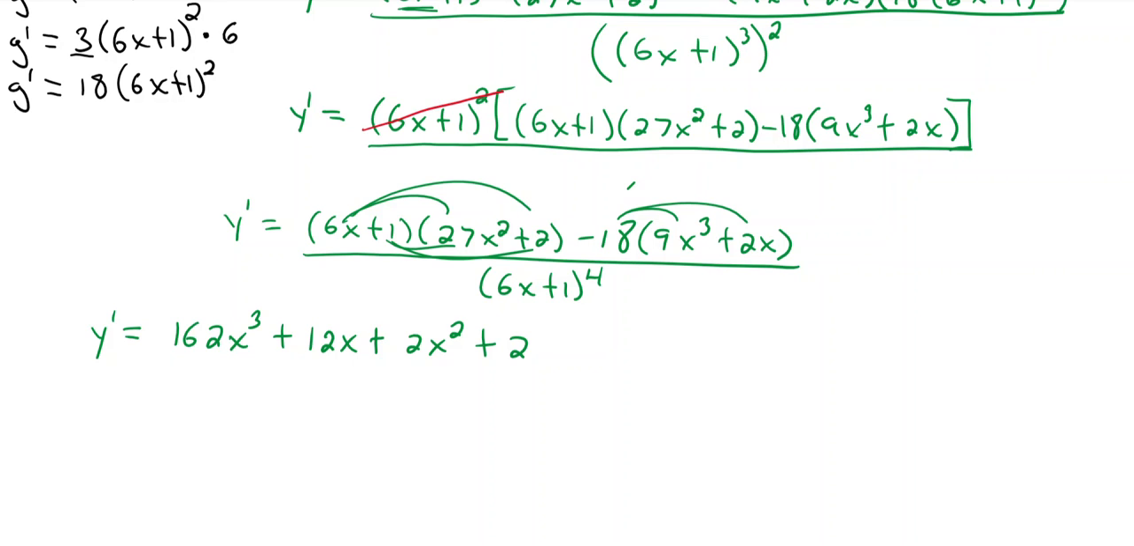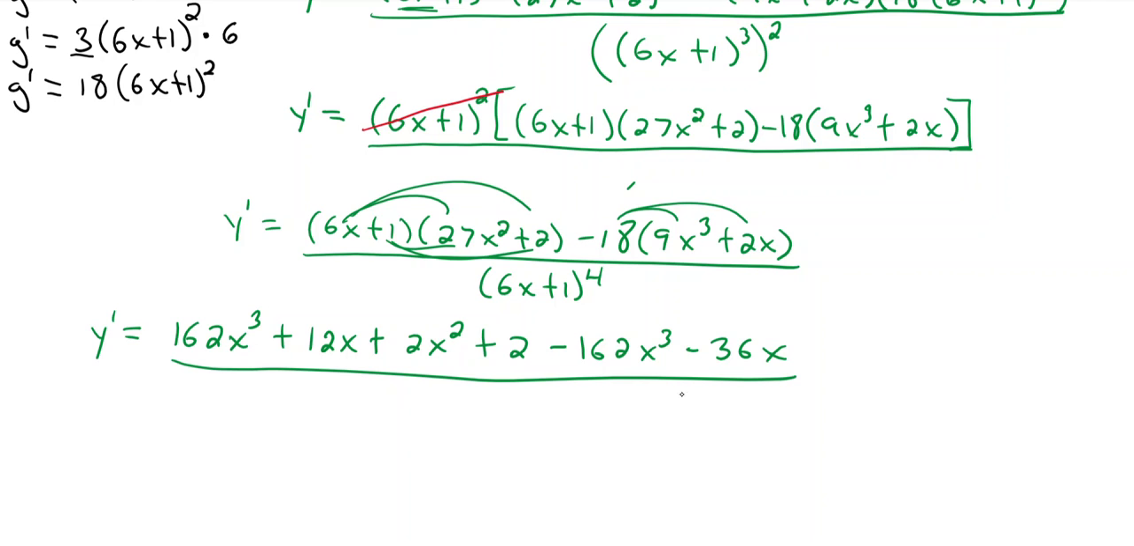So we've been doing that for a while. I'm going to assume it's negative 18 and put it in. So then we end up with negative 162x cubed and then minus 36x. And then this is all over 6x plus 1 to the power of 4. Now you might have noticed something. I've got 162x cubed and 162x cubed, right? But this one's minus, so these two guys cancel each other out. So that worked out. And then we're pretty much done.